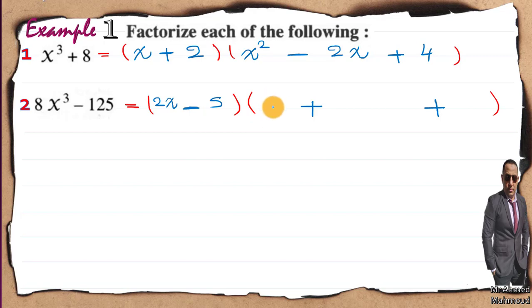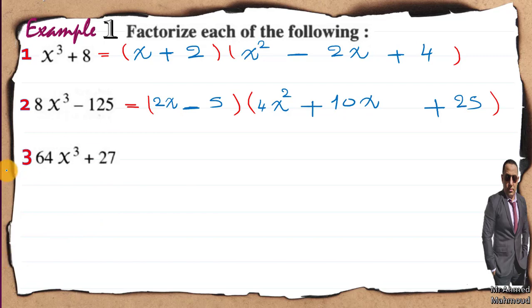Okay, here first power of 2. 2x all power of 2. I'm going to distribute the power. 2 power of 2, 4. And x power of 2. Okay, so this is 2x power of 2, as I said. So this is 4x power of 2, and here 5 power of 2 equals 25. At the middle, first times second, 2 times 5 equals 10x.